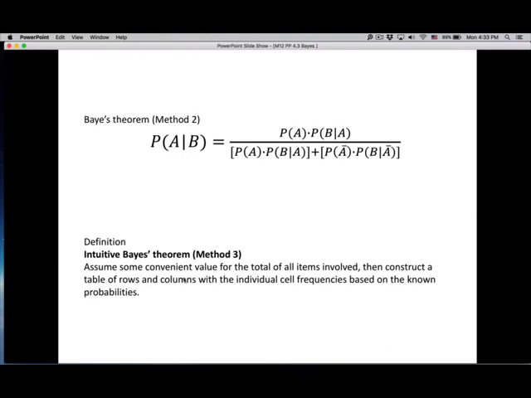And then for method 3, we do have the iterative Bayes theorem. This is going to be method 3. In this method, you're going to assume some convenient value for the total of all items involved. You need to make up a number, and of course you want to make up an easy number. And then you need to construct a table with rows and columns and fill in all the information here. We're going to try the next example using method 3.